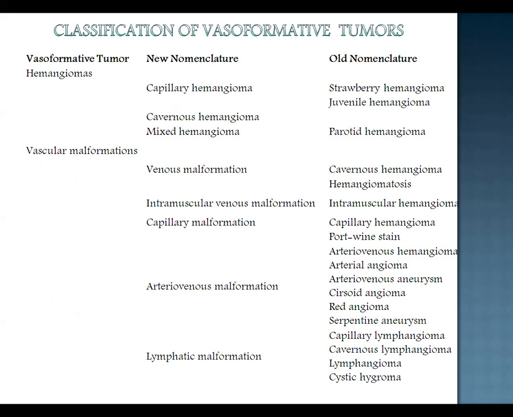This is the classification of vasoformative tumors. Vasoformative tumors are hemangiomas and vascular malformations. Hemangiomas are divided into capillary hemangiomas, cavernous hemangiomas, and mixed hemangiomas, whereas vascular malformations are classified into venous malformation, intravascular venous malformation, capillary malformations, arteriovenous malformations, and lymphatic malformations.